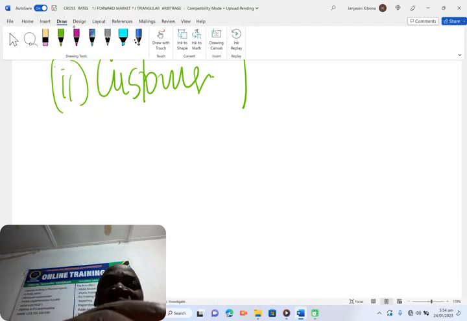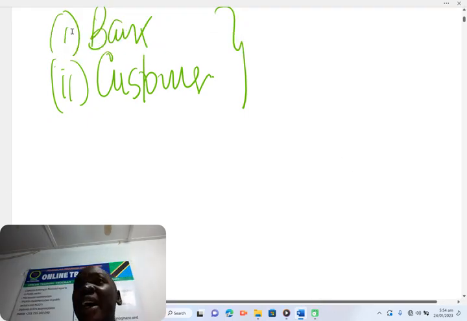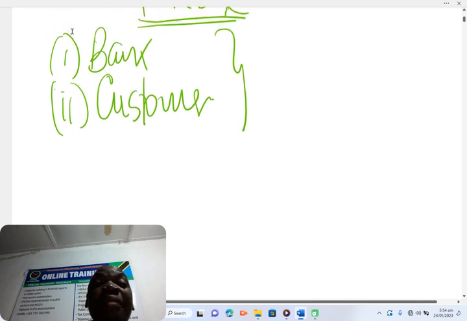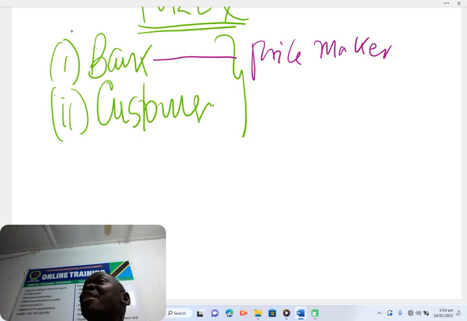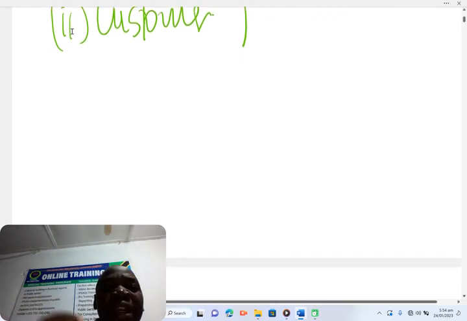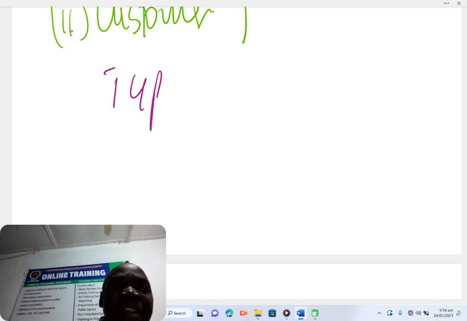Now, there are some key issues which are very peculiar in this trade. The bank is a price maker. Remember this one. A bank is a price maker. So if you want to buy a currency or to sell a currency, you can't make your own price. You must refer to a bank quotation. Are we clear there?